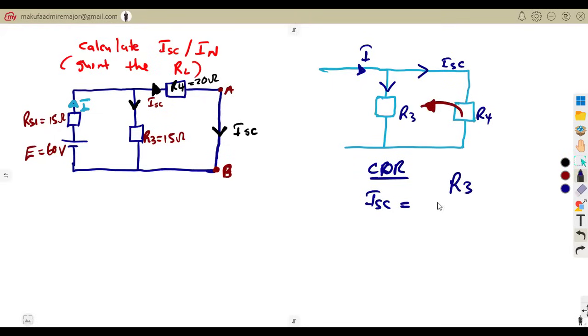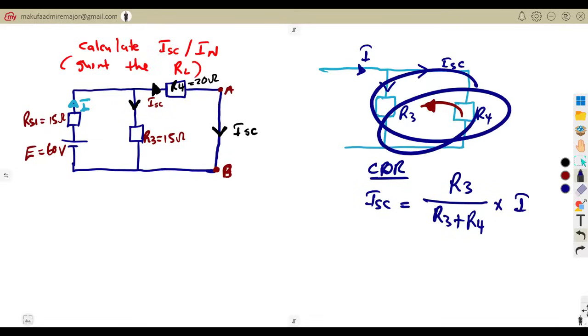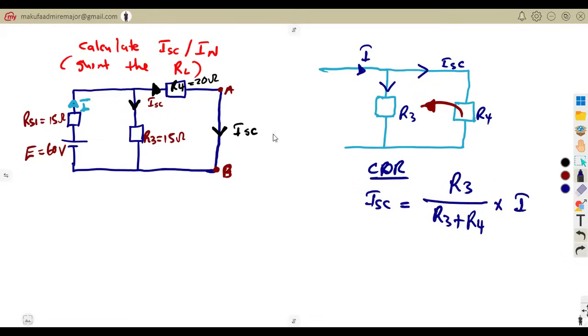So it will be R3 over the sum of the resistors that are dividing that current. Remember, the current is divided into these two resistors. So you have their sum times the total current which is being supplied to those two resistors. By having this total current, you can see that it is going to help us because these two are sharing that current. So we're simply going to use this approach. But how can we have that total current now?